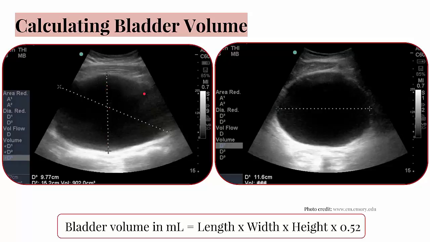Then next, you're going to rotate your probe and use your transverse view to obtain the width as shown in this second image here. So here we've got our transverse view and we're getting our width measurement. Normal bladder volume is 300 to 400 mLs. Post-void residual should be less than 100 to 150 depending on your reference source. So if you've got something larger than that, then you know that you're retaining.